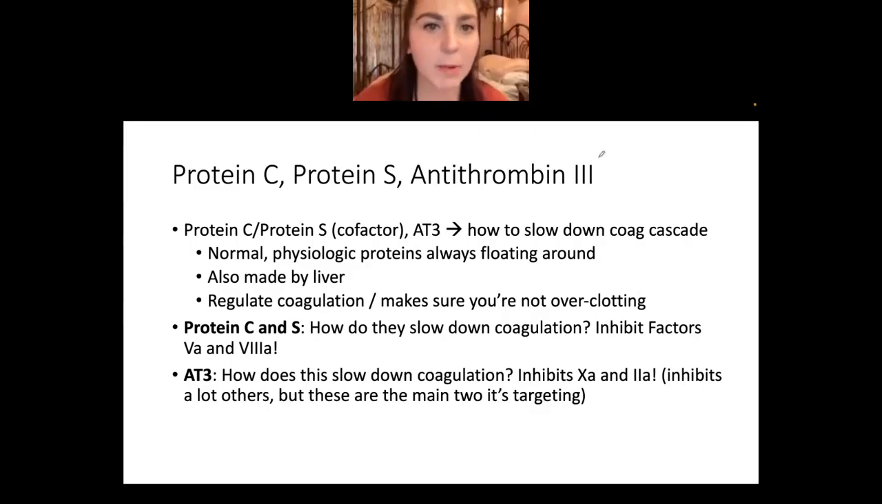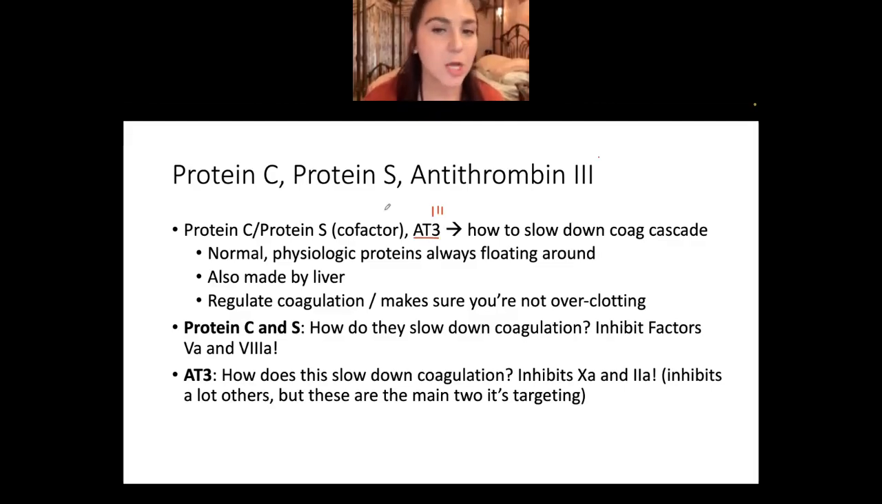Okay, so next we're going to talk about protein C, protein S, and antithrombin 3. These aren't really talked about as much, but they really help with understanding certain pathologies that we'll get into towards the end. So protein C and protein S, these are cofactors for certain clotting factors, and then antithrombin 3. I call antithrombin 3 AT3 or AT, and then 3 lines, like Roman numeral 3. But so protein C, protein S, and antithrombin 3, these are all natural anticoagulants.